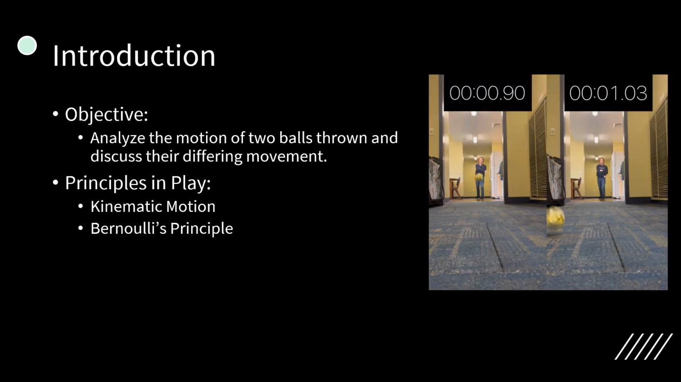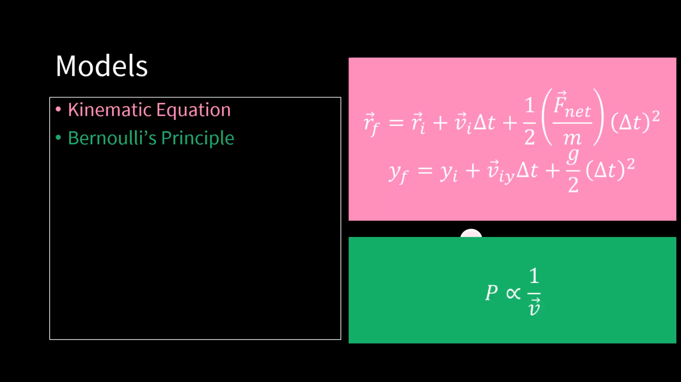In this lab, we'll analyze two balls that are thrown and discuss why their movements differ. Some principles to keep in mind for this lab are the kinematic motion principle and Bernoulli's principle. The two equations we'll be using to model our experiment today are the kinematic equation, specifically the equation relating to the y component of an object, as well as Bernoulli's principle. Since this is something we haven't discussed in this class though, we won't be going into great detail on it, but an important note is that it claims that pressure is inversely proportional to velocity in a fluid.